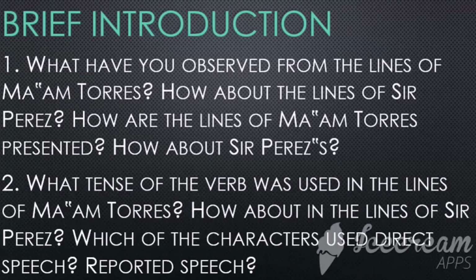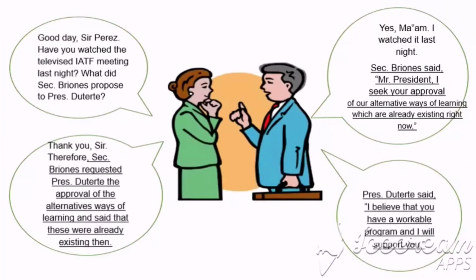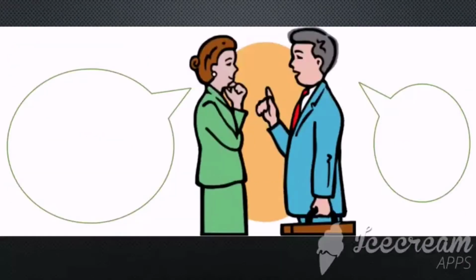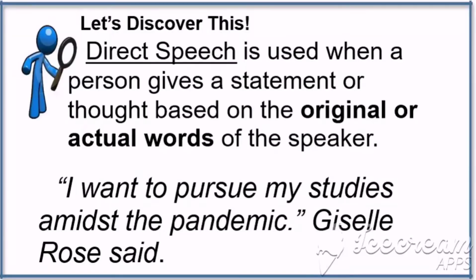So here, in a brief introduction, we're going to discuss about direct speech and reported speech, of which these two teachers, they had used direct and reported speech in their normal conversation. So what is a direct speech? Direct speech is used when a person gives a statement or thought based on the original or actual words of the speaker.